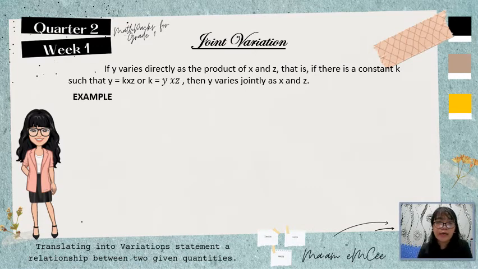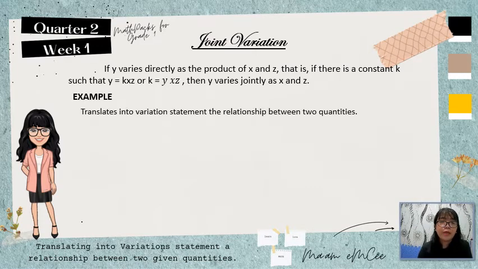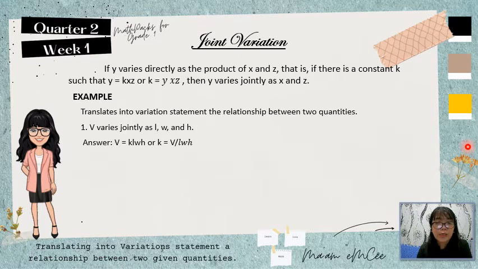Now let us take the first example. Again, translate into a variation statement the relationship between the quantities. First, V varies jointly as L, W, and H. The first variable will be on the left side. On the right side of the equation will be your constant of variation together with your other variables. So V varies jointly as L, W, and H will be written as V equals kLWH, or k is equal to V over LWH.